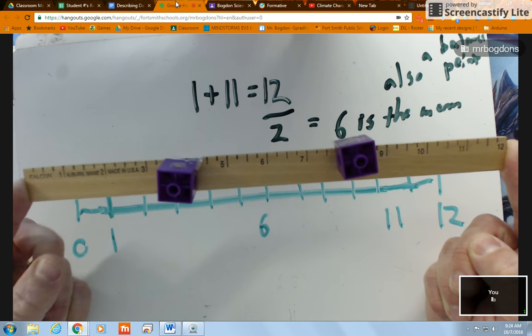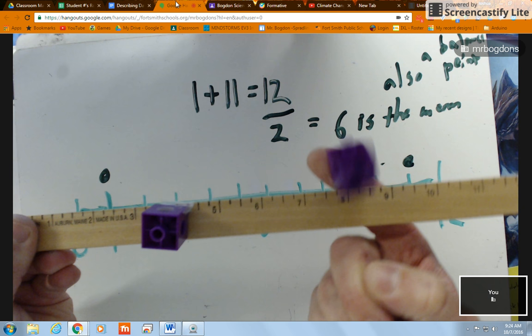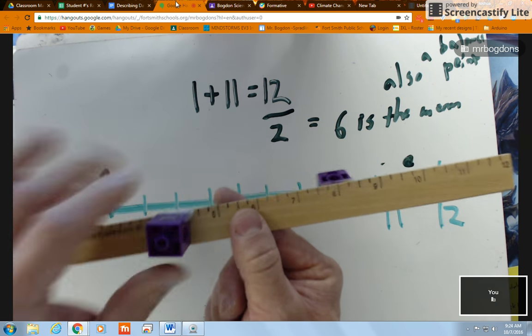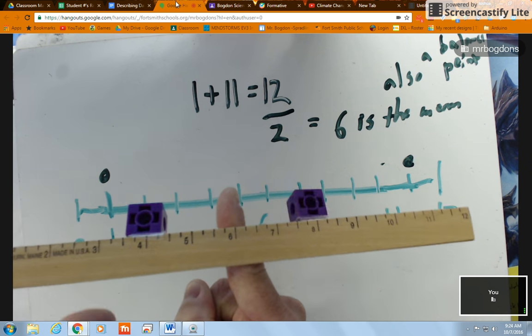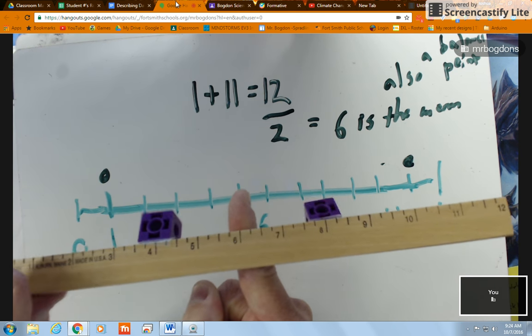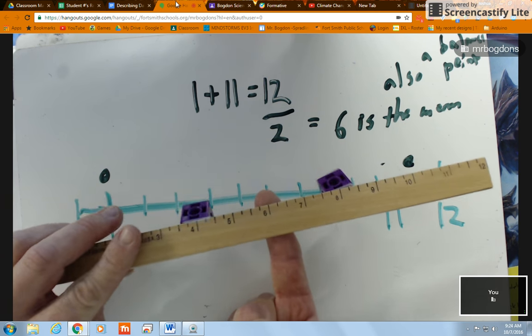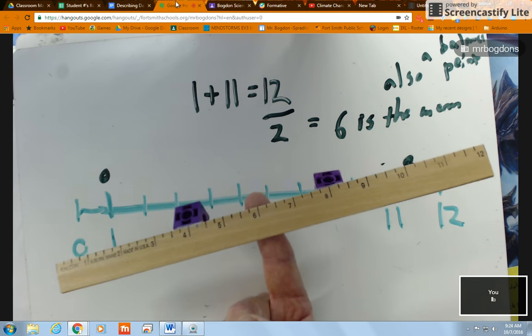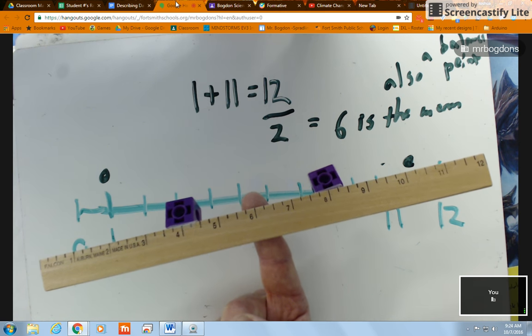Just look at it. Where do you think this will balance? Do you think it'll balance at the 9? You think it'll balance at the 6? No. Let's see. Will it balance? I'd say that's my balance point. I'm having trouble getting it to balance because of my cubes. There we go. Yes, the 6 does appear to be the new balance point.